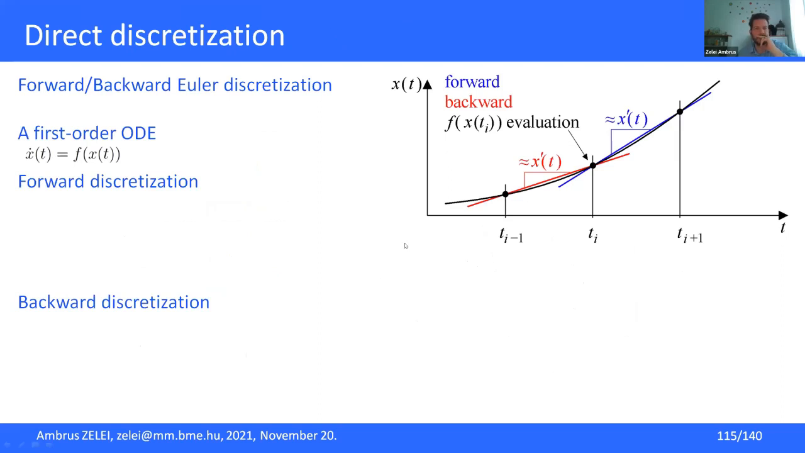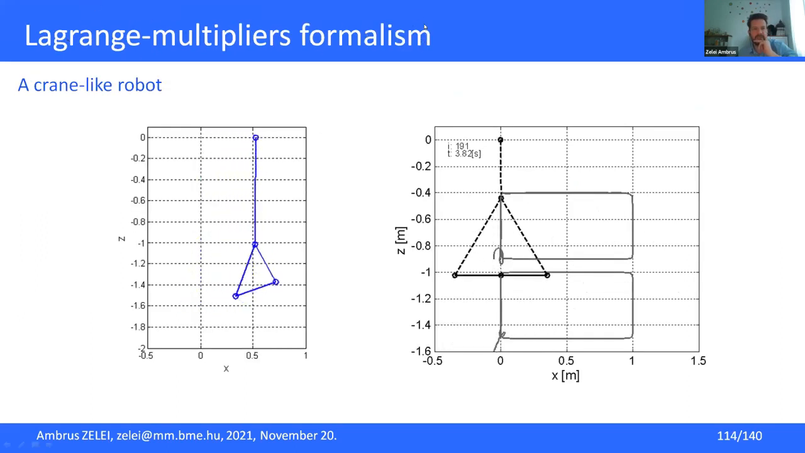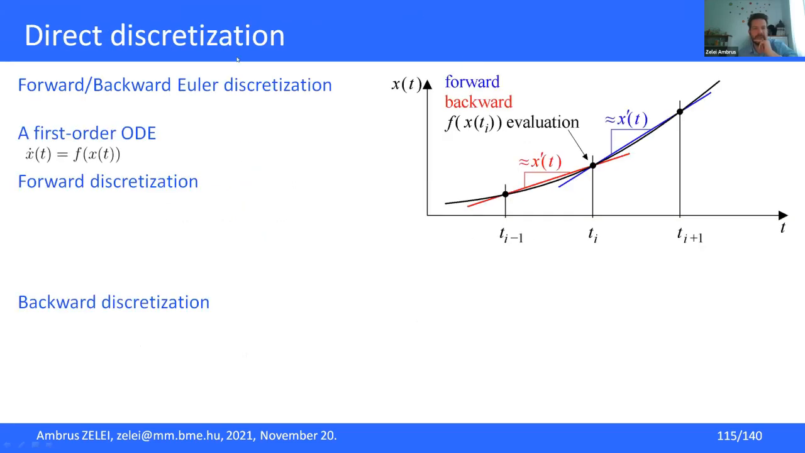Okay, let's move to the next approach, which is based on direct discretization. The first method was based on the Lagrange multiplier formalisms from multibody dynamics, and the next one will be based on direct discretization. Actually, this was suggested by a mathematician for us to try to apply for underactuated systems. Let's first see what backward and forward Euler discretization means.